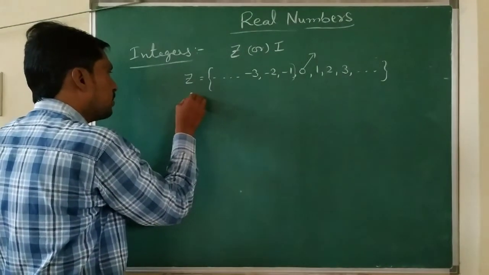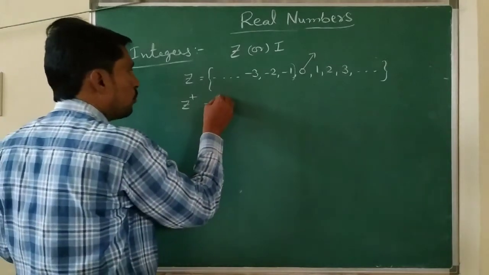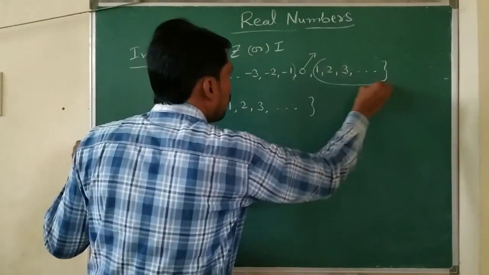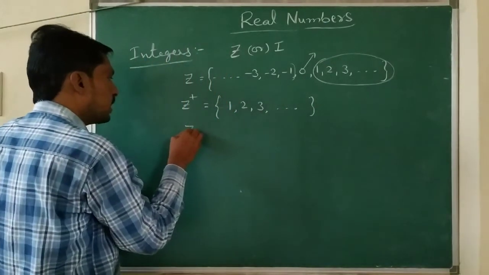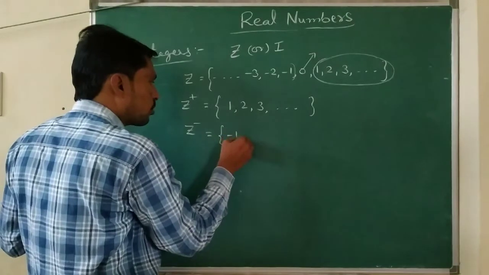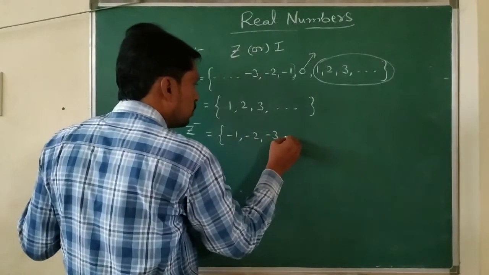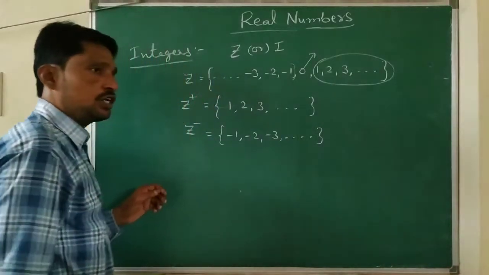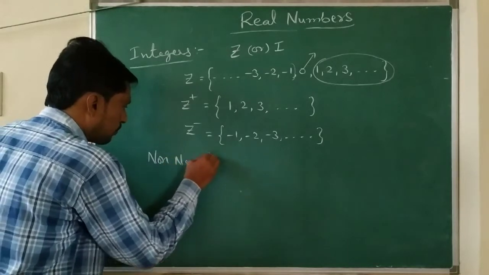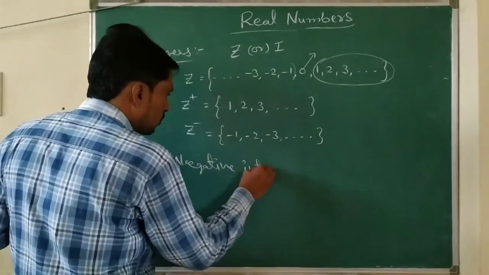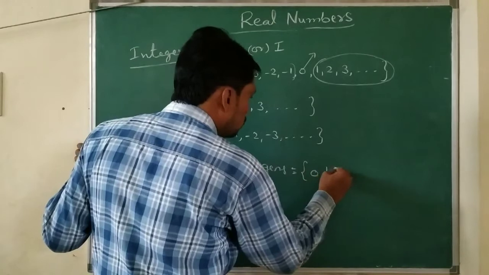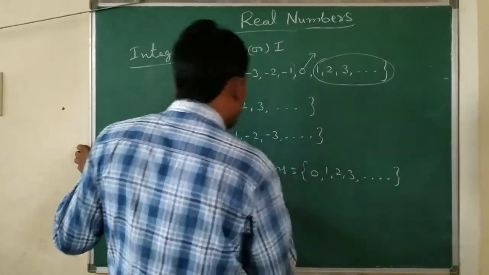Next, Z plus means positive integers. What are positive integers? 1, 2, 3, and so on are all called positive integers. Next, Z minus means negative integers. What are negative integers? -1, -2, -3, and so on are called negative integers. Next, non-negative integers. What are non-negative integers? 0, 1, 2, 3, and so on are called non-negative integers.